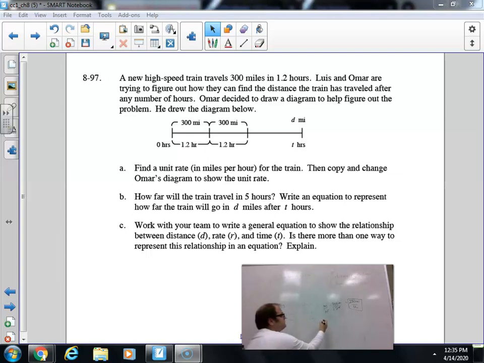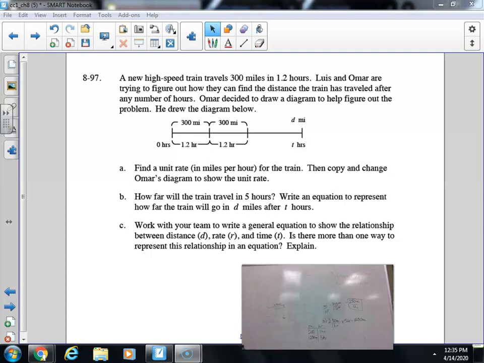So if we know that we travel 250 miles in 1 hour, and we want to know how far we go in 5 hours, we are just going to multiply that by 5. So that's going to give us 1,250 miles. You also could have shown that in a table, like Miss Lane just showed you earlier. Where we multiply 1 hour by 5 to get 5 hours, and we multiply 250 by 5 to get 1,250 miles. So two different approaches.